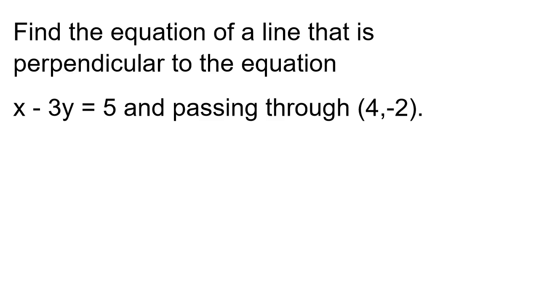So here's the equation. It says, or the problem: Find the equation of a line that is perpendicular to the equation x minus 3y equals 5 and passing through the point (4, -2). So there's a lot going on here.